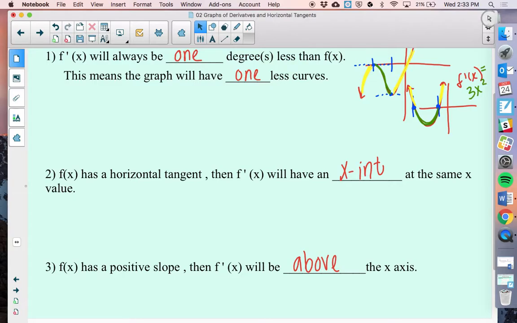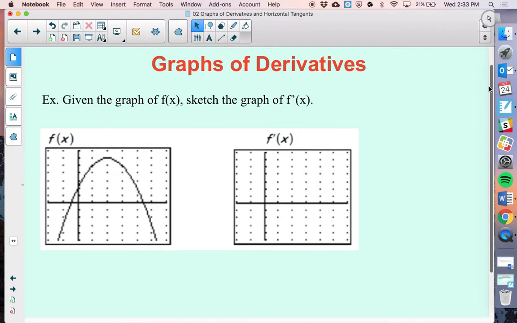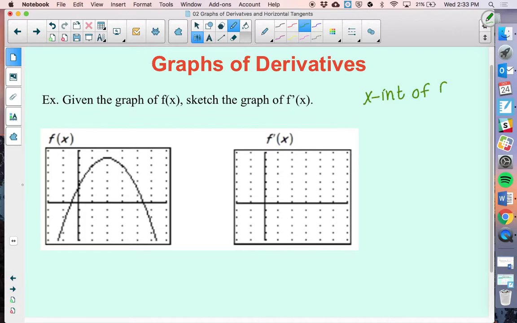So now let's see if we can match up some graphs to the original, to the derivative. All right, so let's start out first finding our x-intercepts of the derivative. I know that that's going to happen where my original graph has a horizontal tangent, because that means the slope is 0. So here at 2, I know that the slope is 0. So if I come over here at 2, that must mean that it intersects the x-axis.